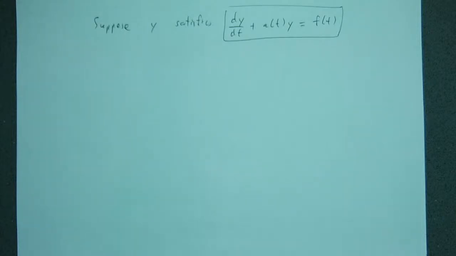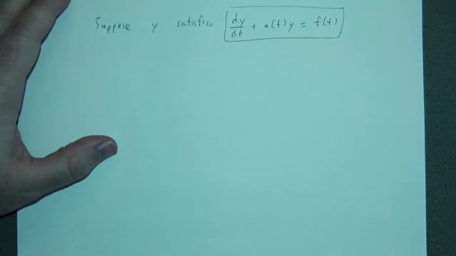Right now we're kind of doing things a little bit more formally where we're not that worried about where these things are defined. So suppose y satisfies dy/dt plus a(t)y is equal to f(t), and we'll say, like I said, that it satisfies it everywhere. Okay. All right.